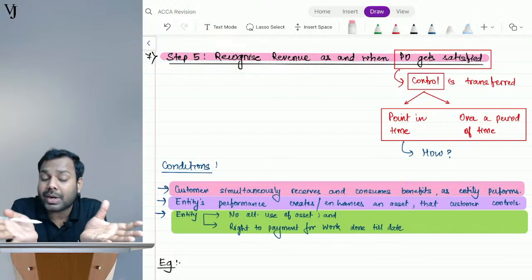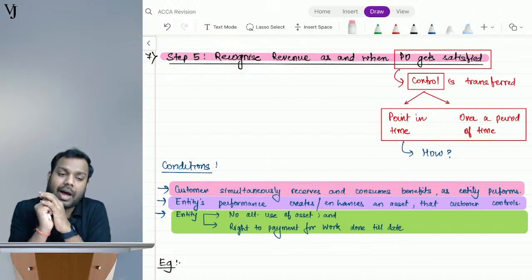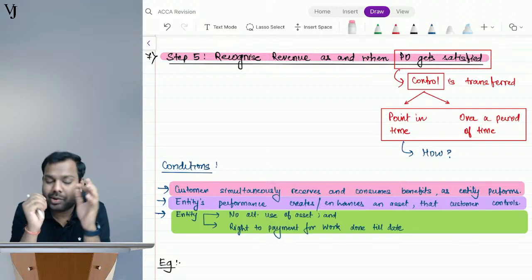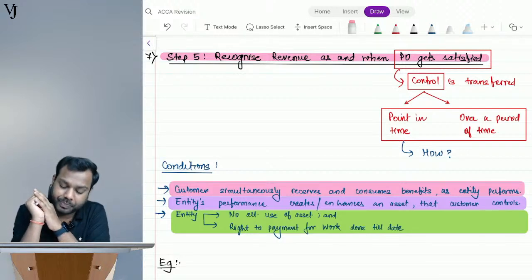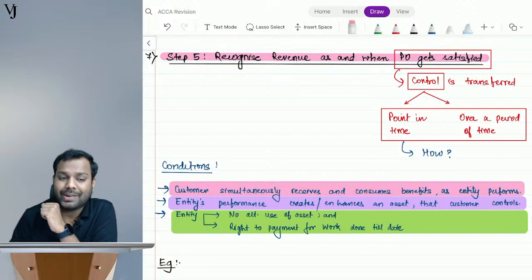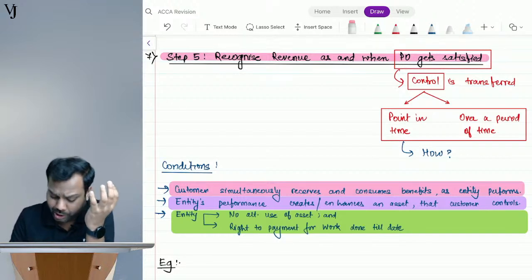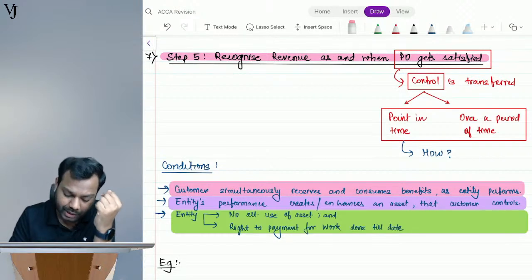Are you understanding this part? Are you understanding this point, guys? Tell me. Recognize the revenue as and when the PO gets satisfied. Now comes the question. I believe you understood the recognize revenue part.